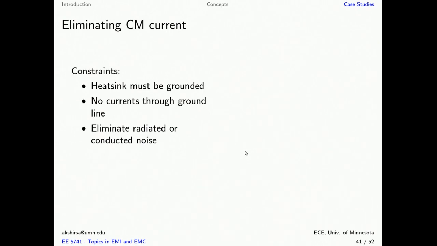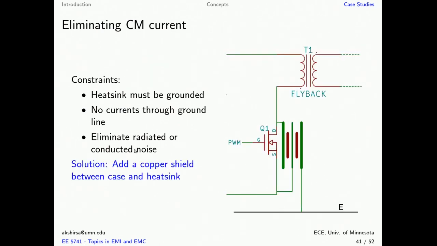Now what if we want to eliminate common mode current altogether? You see, typically we have some constraints. One of them is that the heatsink must be grounded. We don't want any current through the ground line, and we also want to eliminate radiated and conducted noise. So in this case, the easiest solution is to add a copper shield between the case and the heatsink. And this copper shield is just a thin layer of conducting material, usually copper, placed between the case of the semiconductor device or the heatsink tab and the actual heatsink, and the heatsink can be grounded.